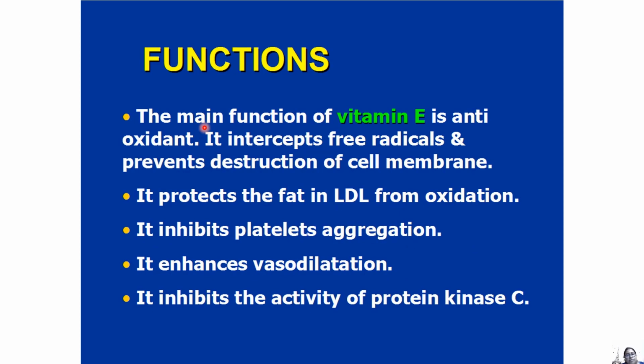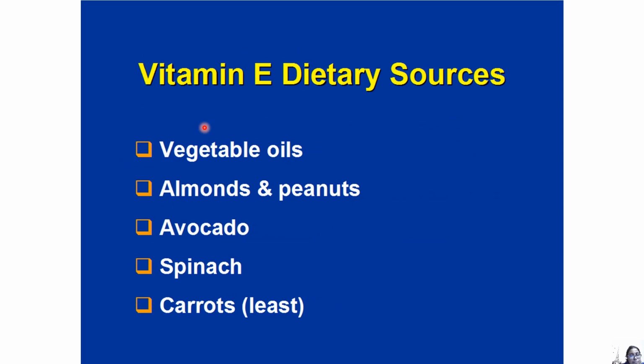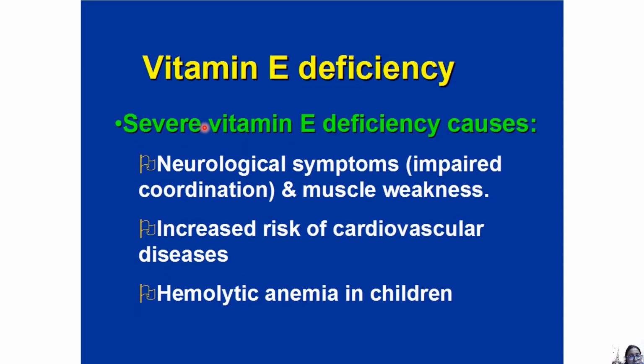So it protects the fat in LDL, low density lipoprotein, from oxidation. It inhibits platelet aggregation. It enhances vasodilation. It inhibits the activity of protein kinase C. Correct? And what are the dietary sources of vitamin E? Vegetable oils, almonds and peanuts, avocado, spinach, carrots, all of these.